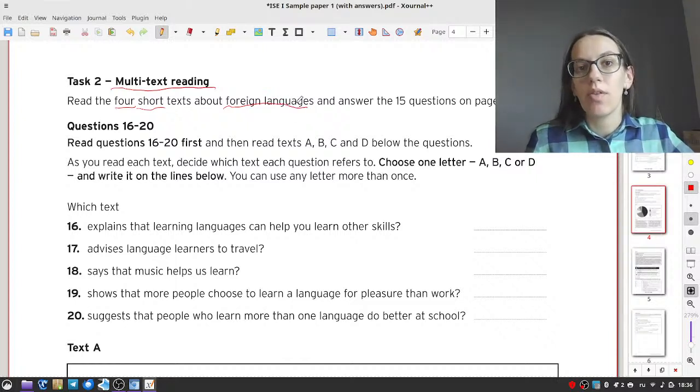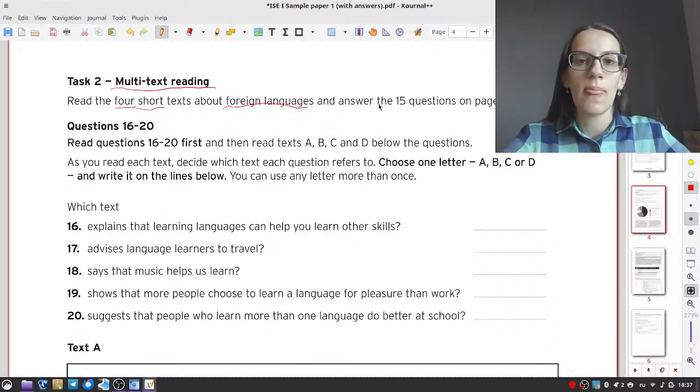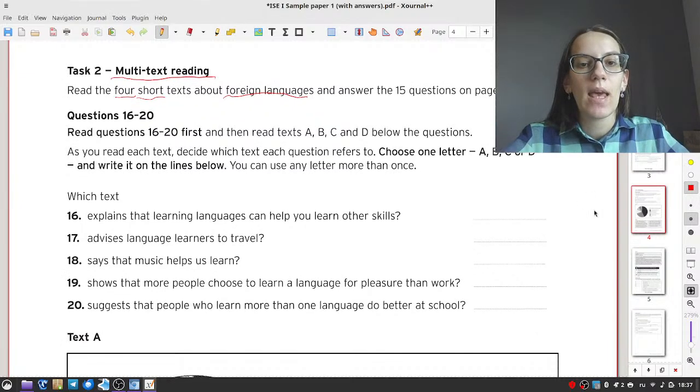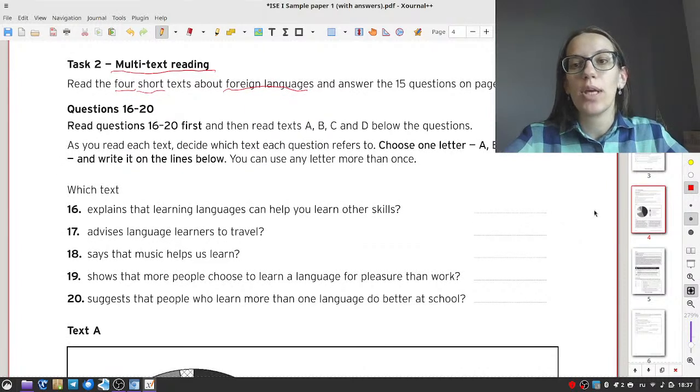The topic is always different, but the type of task is the same, that you read 4 short texts about the same topic. So today it's about foreign languages in this particular sample paper. So let's just first have a quick look at the task that we are going to deal with. So we've got questions 16 to 20 here.